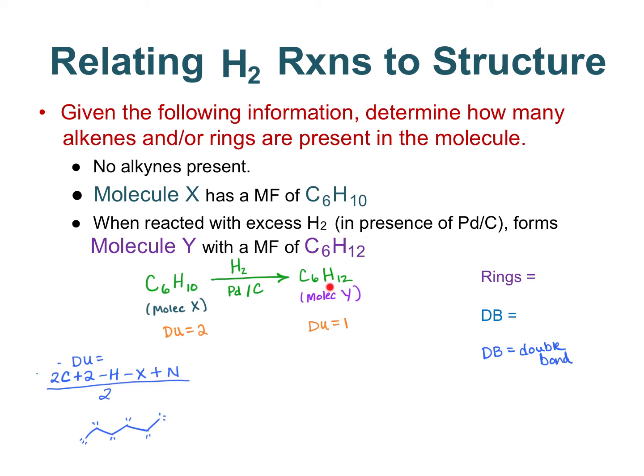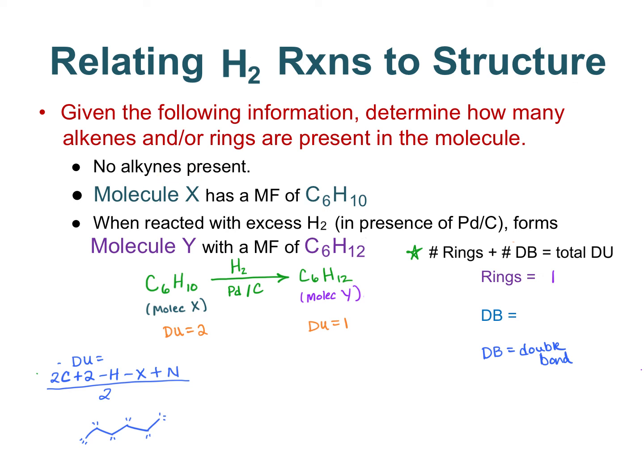So if I have 1 DU, how many rings would I have? Right, I would just have 1. That 1 DU is the ring. So now that I have that information, I'm going to try to figure out how many double bonds I have, right? How many alkenes. So we know that the total DU of the molecule is over here on the left, right? And then we also know that the total DU is equal to the number of rings plus the number of alkenes. Again, we don't have any alkynes present, so those aren't included in the formula.